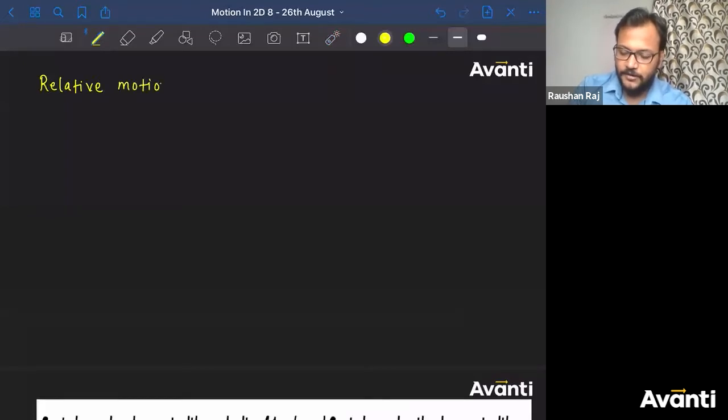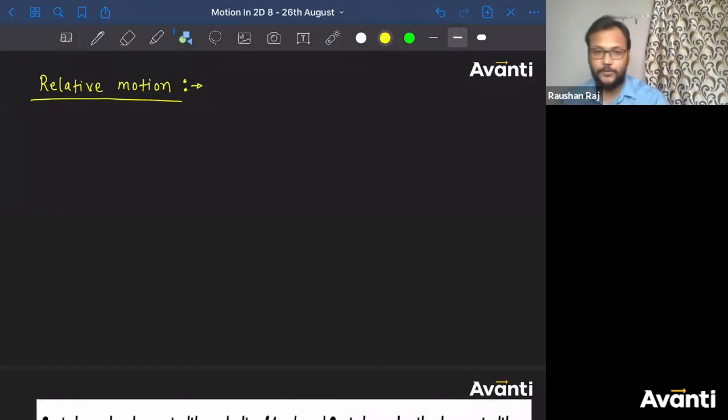The basic meaning of relative motion we have already understood when we discussed relative motion in 1D, right? Now we are going to study relative motion in 2D or in 3D, whatever it is. ठीक है, general relative motion क्या है समझेंगे.